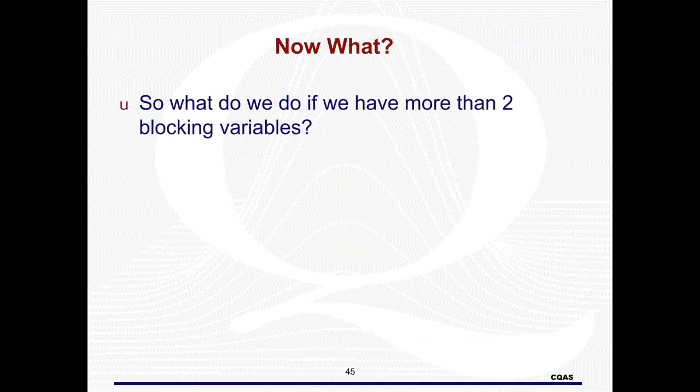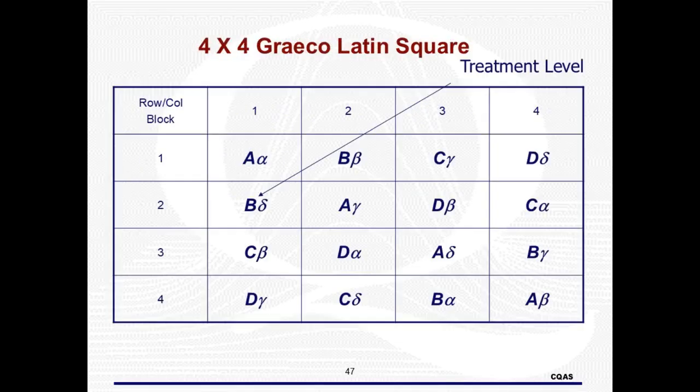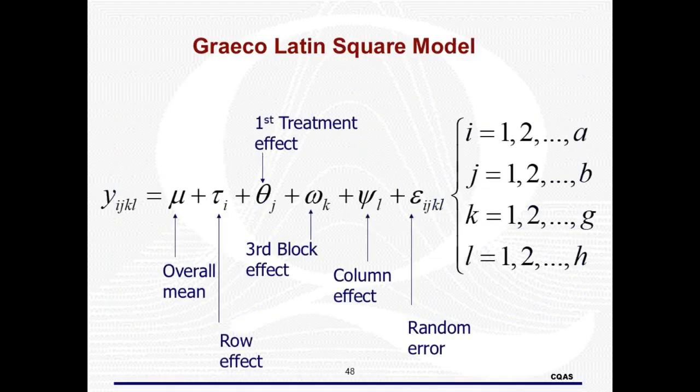So what do we do if we have more than two blocking variables? We use a Greco-Latin square, which allows us to control three nuisance factors simultaneously. Here's the structure, two Latin squares superimposed. The model now includes three blocking factors along with treatments and error.